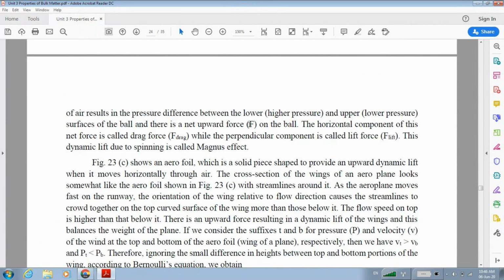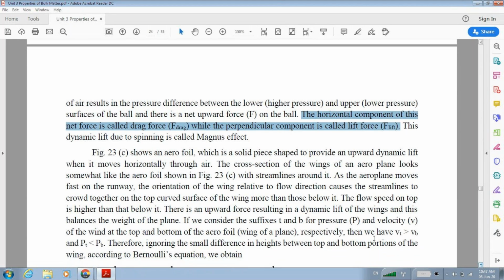So this upward force has a little inclination. If you divide it into a vertical component and a horizontal component, the horizontal component of this net force is called the drag force, whereas the perpendicular component is called the lift force. The perpendicular component is called the lift force, and this is what is called the dynamic lift due to the spinning, and it is also called the Magnus effect.